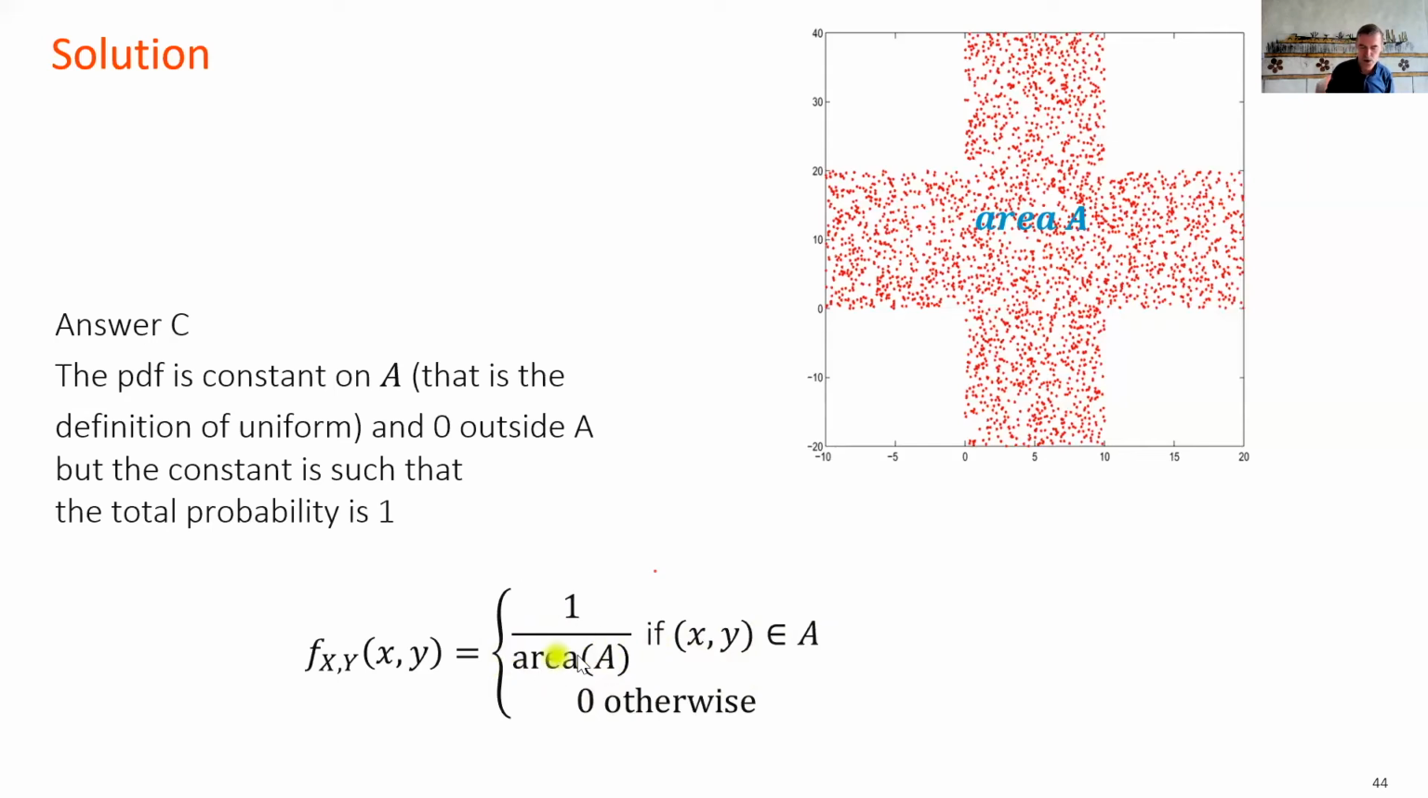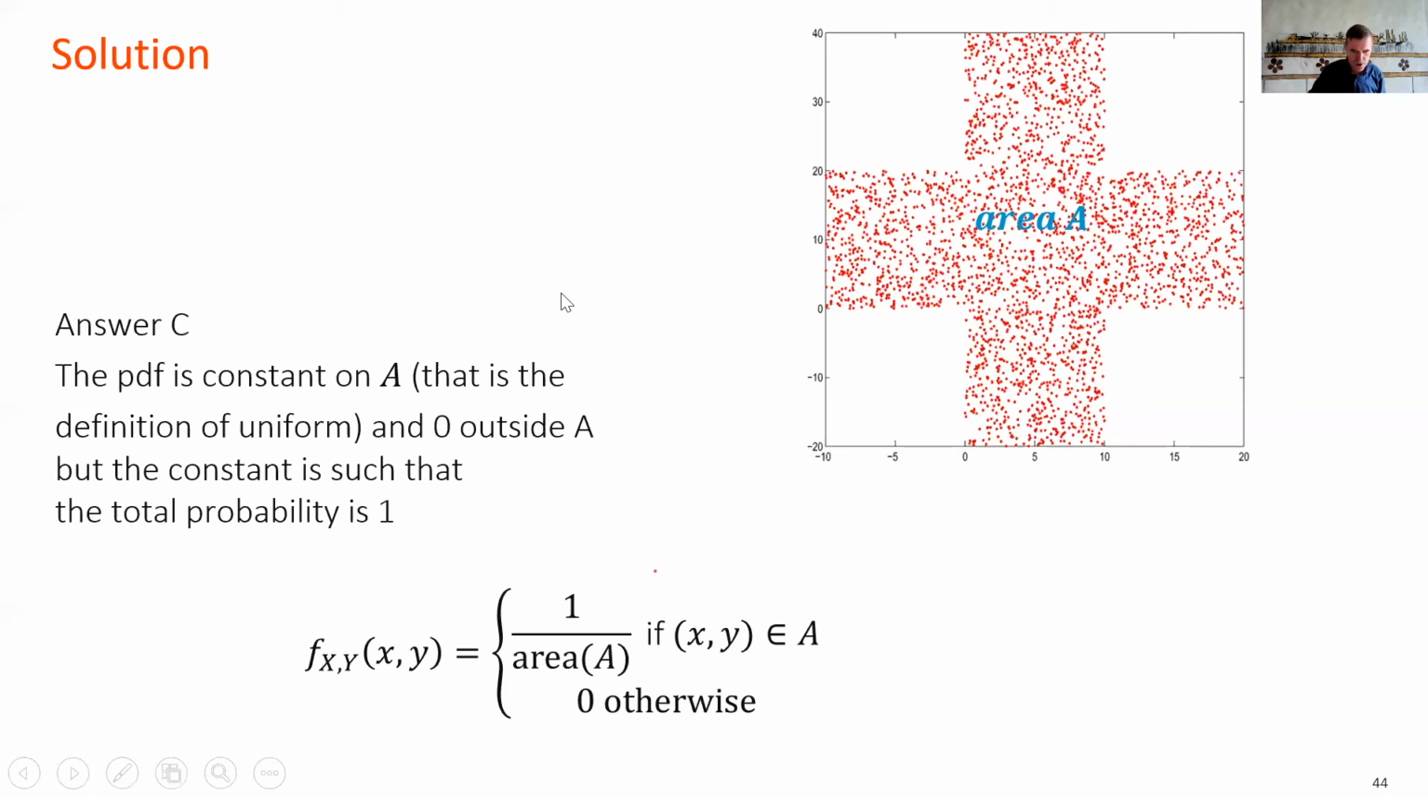What is the normalizing constant? Well, the normalizing constant is such that the integral of the density over A is equal to 1. So the integral of 1 is the area, so that means that the normalizing constant is 1 over the area. So that's one way, the standard way, of defining the uniform distribution of an area such as A here.